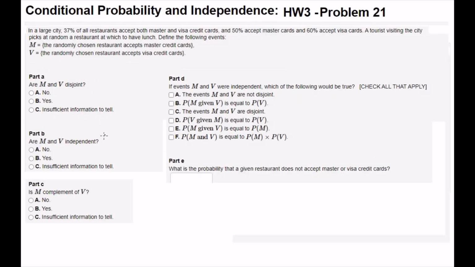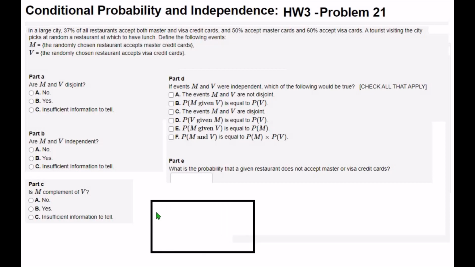Problem 21. In a large city, 37% of all restaurants accept both Master and Visa cards, and 50% accept MasterCards and 60% accept Visa cards. A tourist visiting the city picks at random a restaurant at which to have lunch. Define the following events. M is representing the Master credit cards and V is representing the Visa credit cards accepted. Let's try to make the Venn diagram.